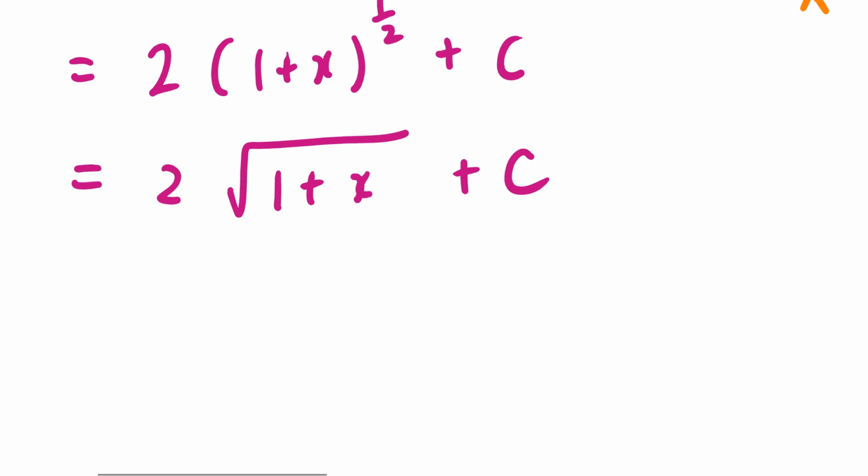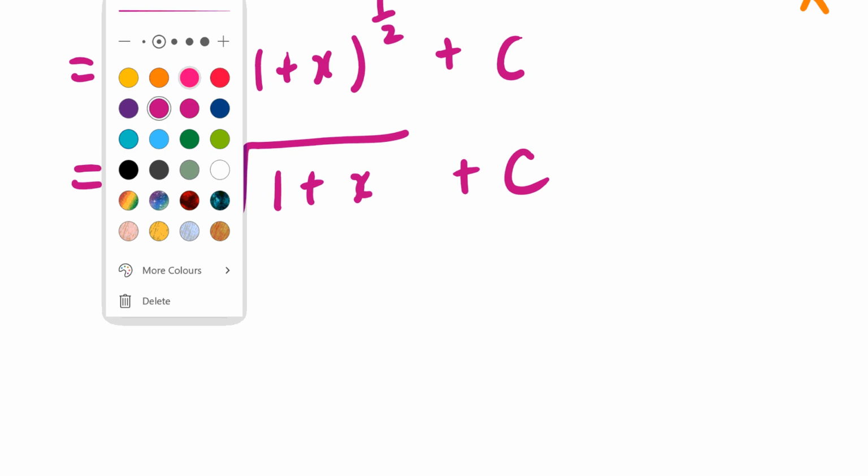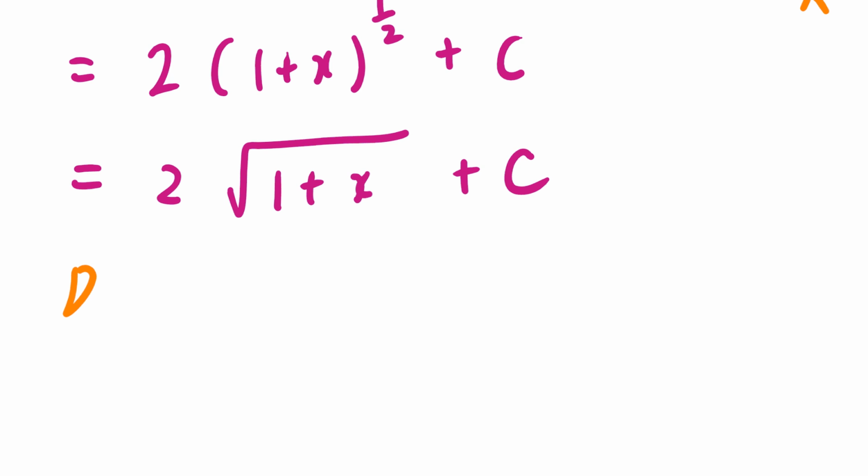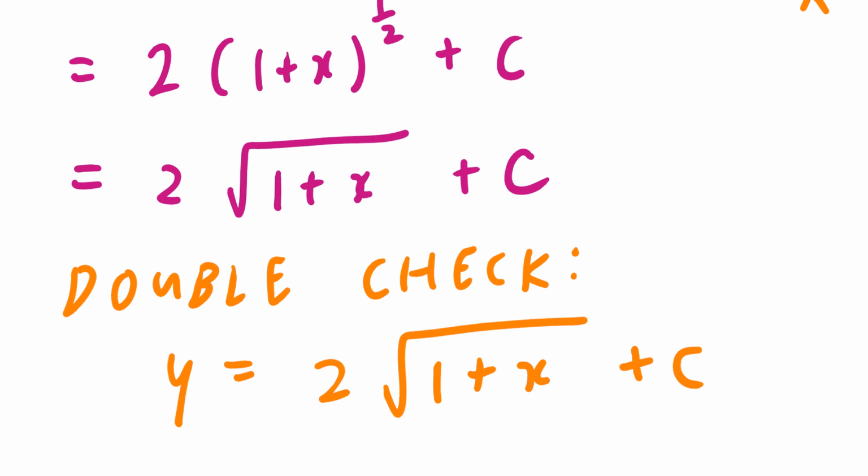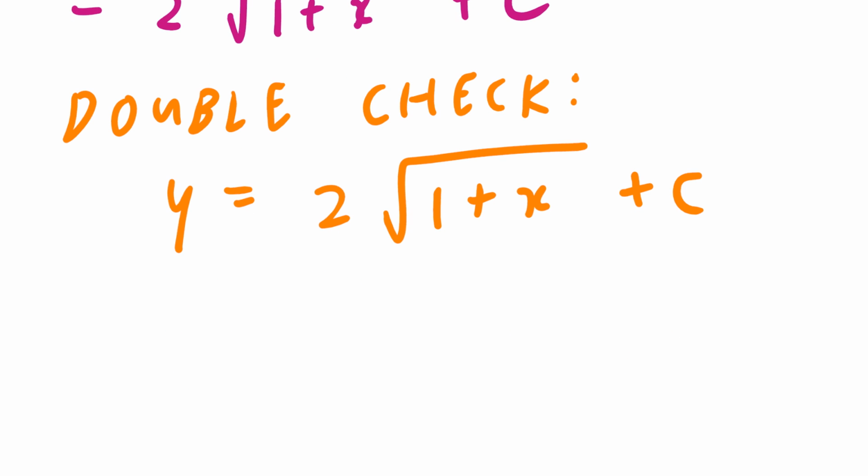Now, let's over deliver. Let's double check. How do we know for sure this makes sense? If I took the derivative of the answer, ideally, I should get the question back. So if y equals 2 times the square root of 1 plus x plus c, by taking the derivative, and again, I can rewrite this in exponent form if you like. You can always go a little bit faster.